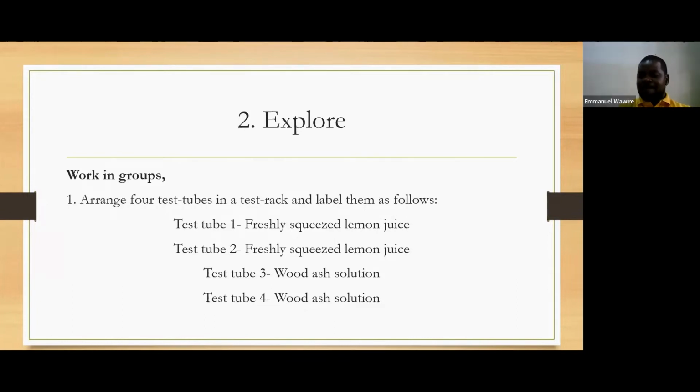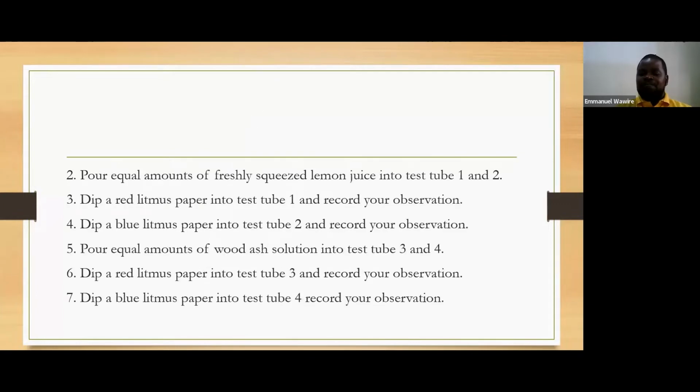So we have test tube 1, 2, 3, and 4. And these test tubes must be labeled: 1, freshly squeezed lemon juice, 2, freshly squeezed lemon juice, 3, wood ash, and 4, wood ash. Remember, there are 4 test tubes, but test tube 1 and 2 have similar content, similar solution, which is lemon juice. Test tube 3 and 4 have wood ash. So once they have done that labeling and they have arranged them on a bench or in a place where they're working, then we give them the second instruction, the way it's appearing on my slide.